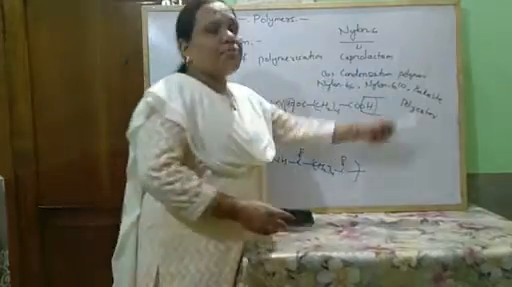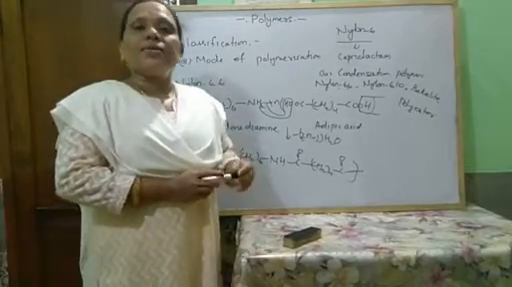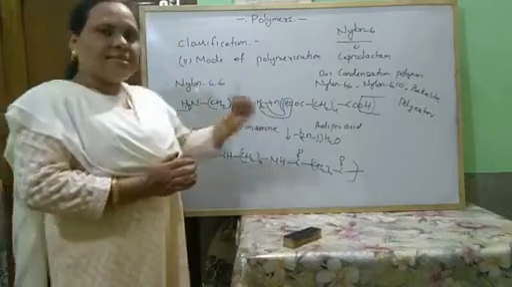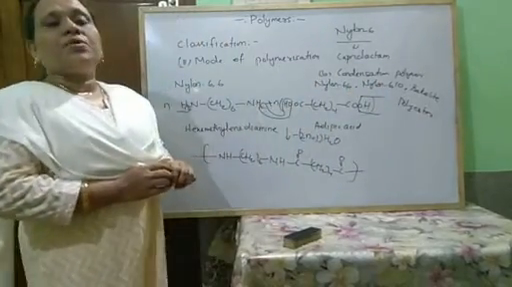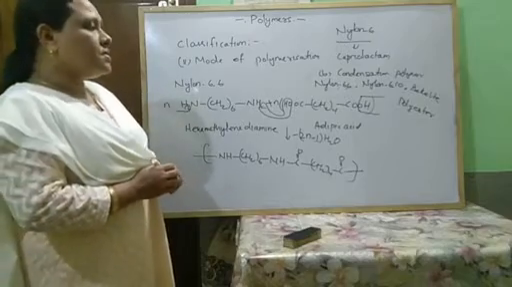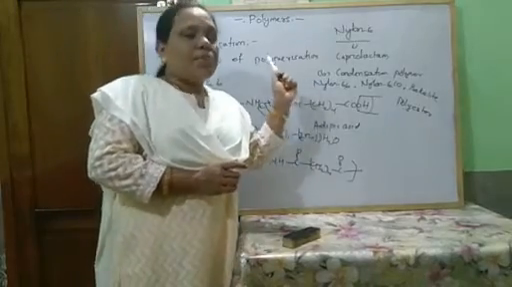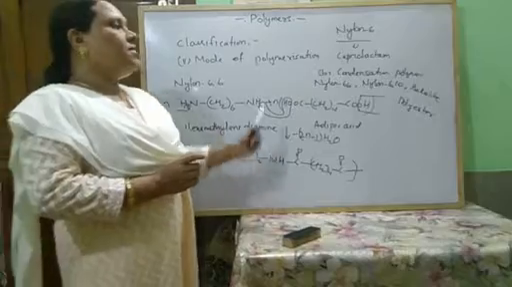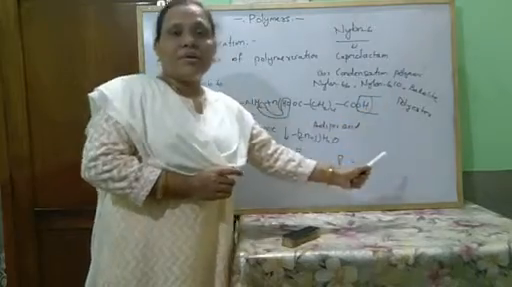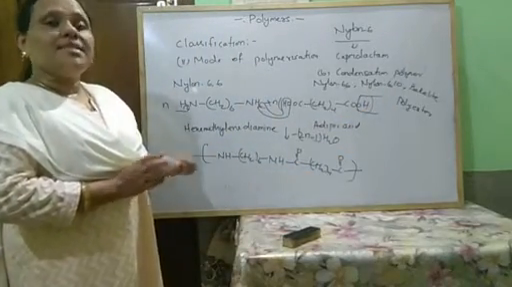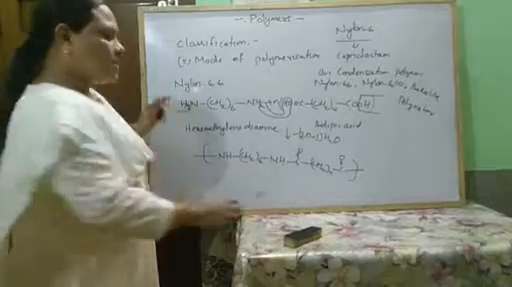Again, these condensation polymers are also called step growth polymers. The addition polymers are called chain growth polymers because generally a chain reaction takes place, whereas condensation polymers are step growth polymers because the reaction takes place stepwise: first elimination of water, and then the polymer is formed stepwise.